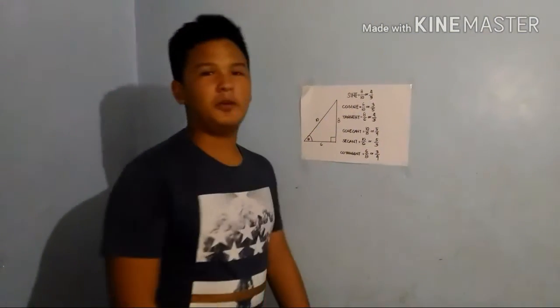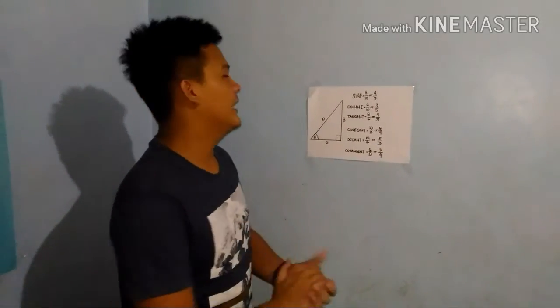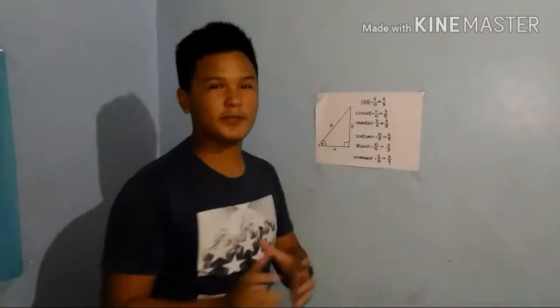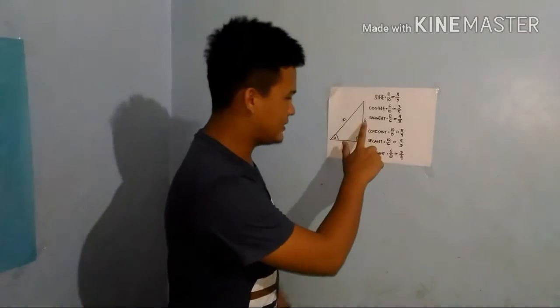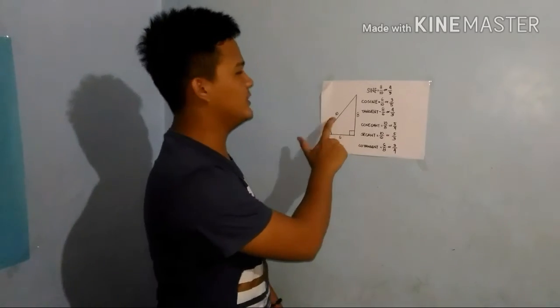Now I'm gonna give you one example and we will answer. First, you'll identify where the reference angle is. And in this problem, here's the reference angle. Look for the opposite, hypotenuse, and the adjacent side. The opposite side is this side, the adjacent side is this side, and the hypotenuse is this side.